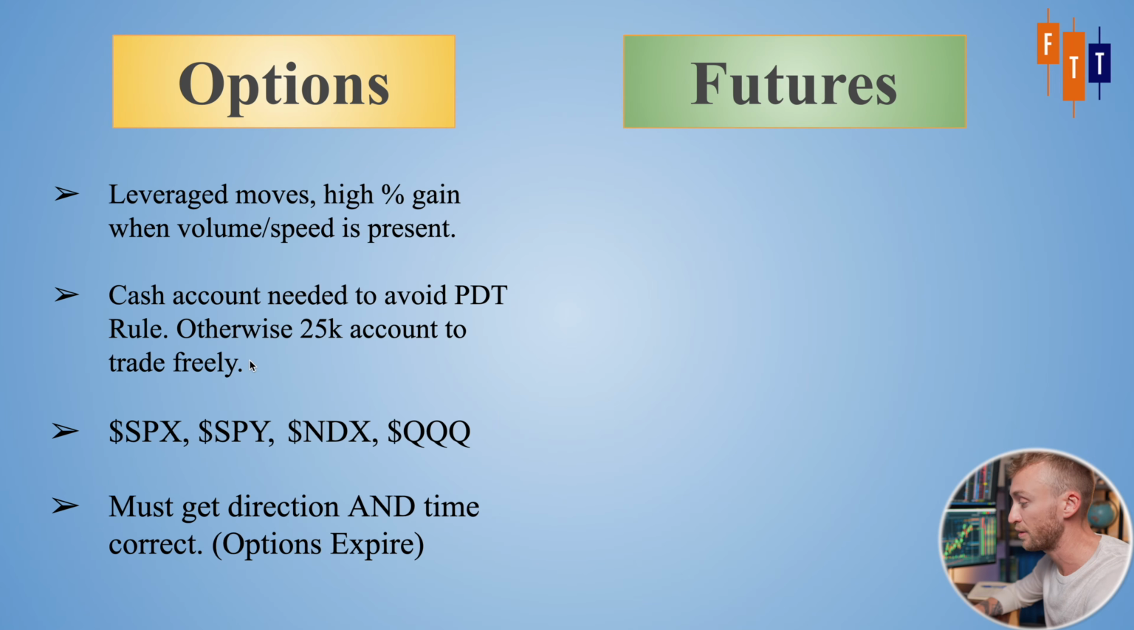So options expire, and you must get direction and time correct. It's a lot harder to manage risk with options because they will end up going to zero if you hold them too long, depending on their expiration. So they don't quite trade like stocks. There's that extra dimension. It's like trading in 4D. You have to think about time and direction.